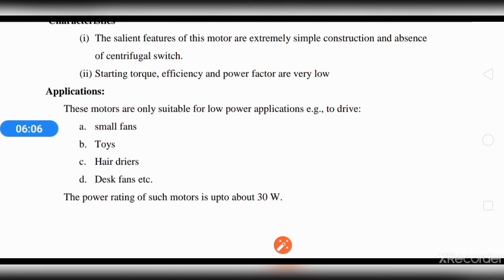Applications: this motor can be used for low power applications, for example small fans, toys, hair dryers, desk fans, etc. The power rating of such a motor is up to 30 watts.